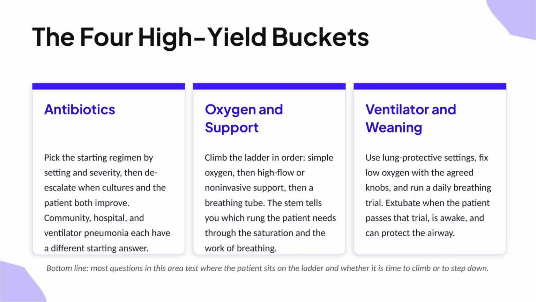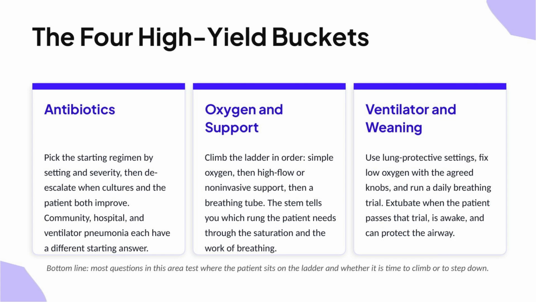Almost every pneumonia and respiratory failure question on this exam falls into one of 4 buckets. Bucket 1, antibiotics. You pick the starting regimen by the setting and the severity. Then you de-escalate when both the cultures and the patient improve. Community pneumonia, hospital pneumonia, and ventilator-associated pneumonia each have a different starting answer, and the exam expects you to know which is which.